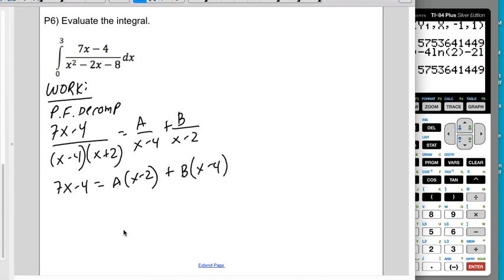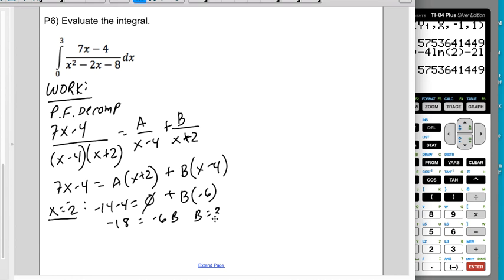So the a was missing the x plus 2. Sorry, wait, I made one of them a minus when it should be a plus. The a was missing the x plus 2, my bad. And the b was missing the x minus 4. So when I do my clever sub, I'm going to go ahead and start with the -2, and I'm going to get -14 minus 4 equals nothing for the a's, and then it's going to be a b times a -6. So -18 is -6b.